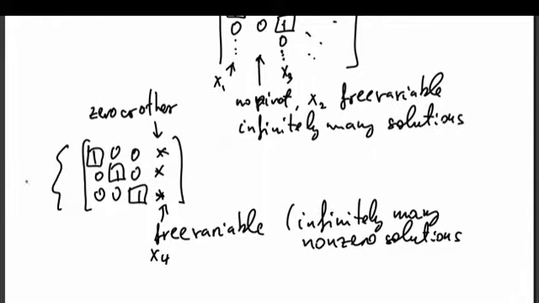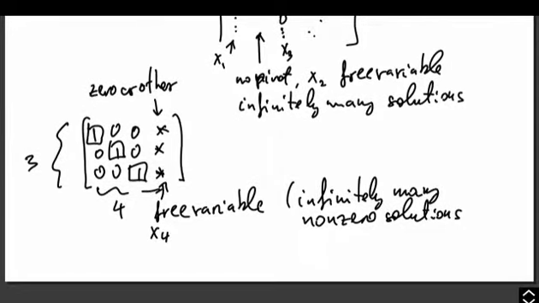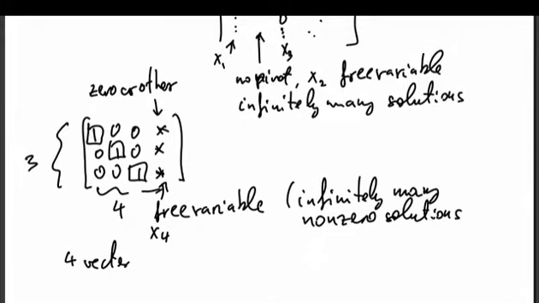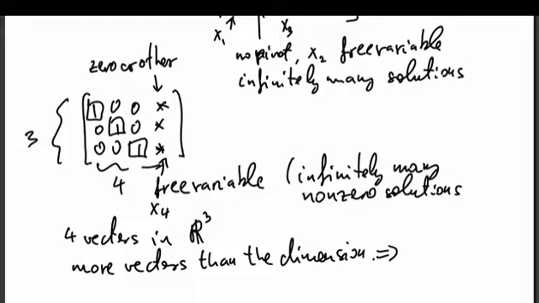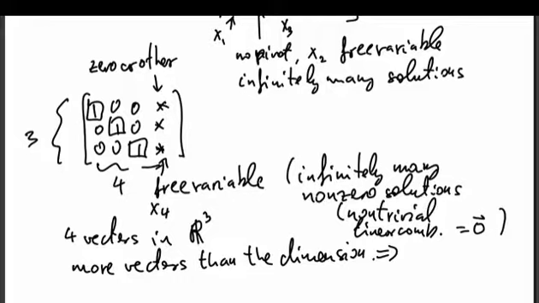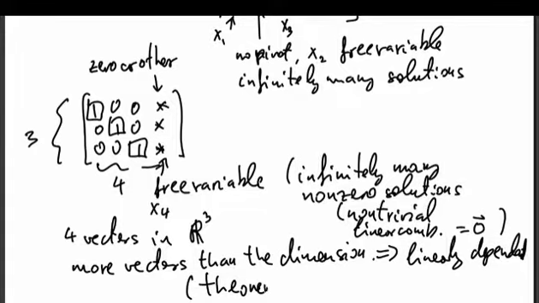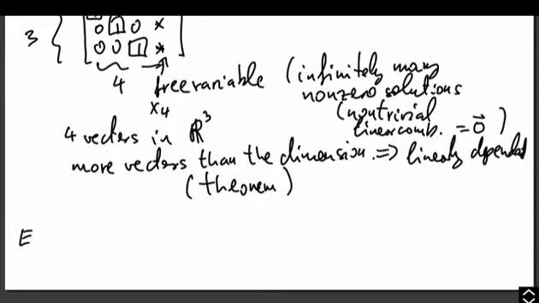In this case, these are 3 component vectors, but we have 4 of them. So what we have here is 4 vectors in R3. We have more vectors than the dimension. That means, since we have infinitely many non-zero solutions, non-trivial linear combinations that equal the 0 vector. That means the column vectors are linearly dependent. And we have a theorem about this. Let me remind you to go back to your notes and look up the theorem. So let me show an example.